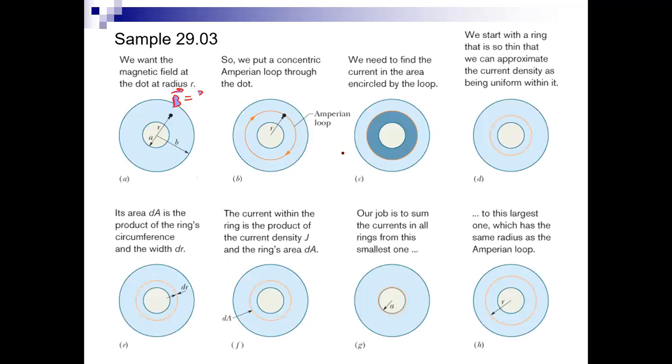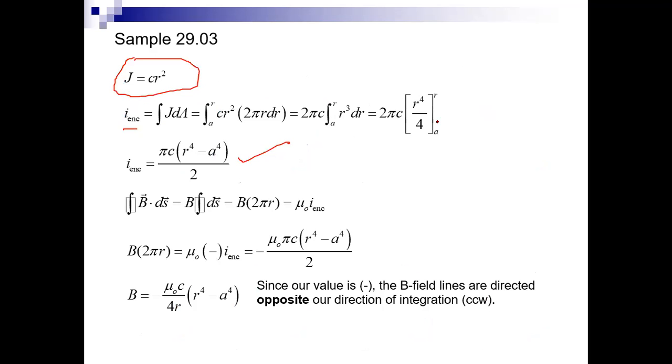What is A, what is R? A is the radius, this radius, and R is the radius at the point. We have considered the Amperian loop along this radius. This loop is shown here around that point. We are here to determine the magnetic field at this point. This is how the equation is solved.